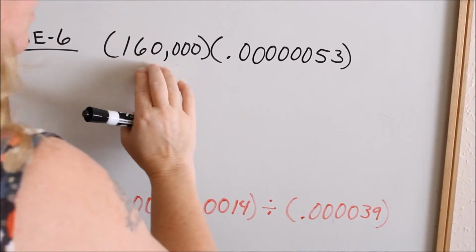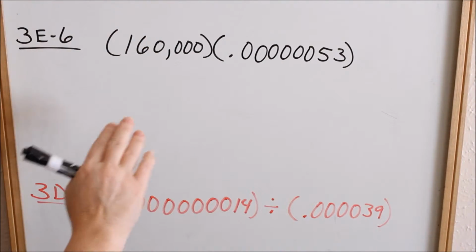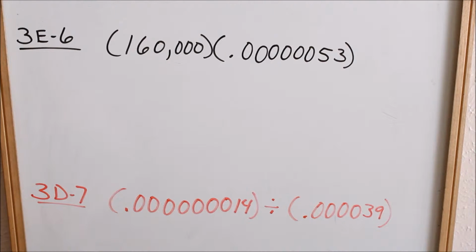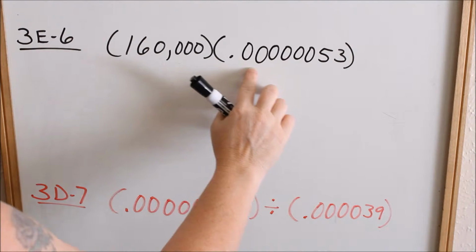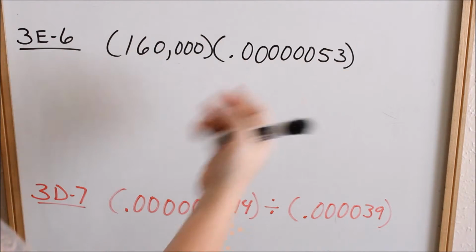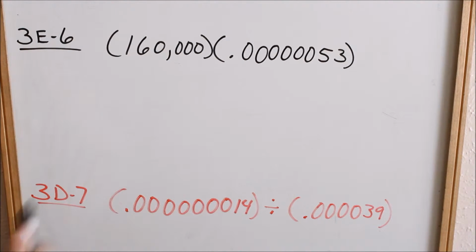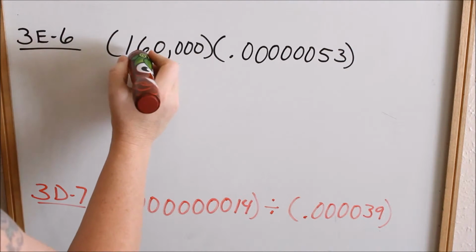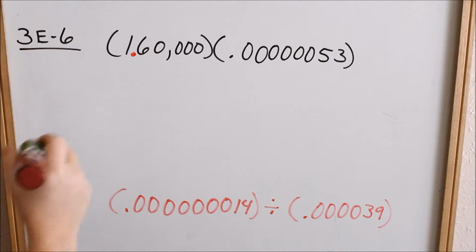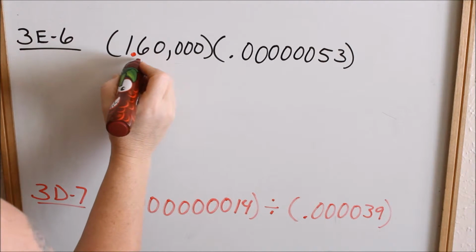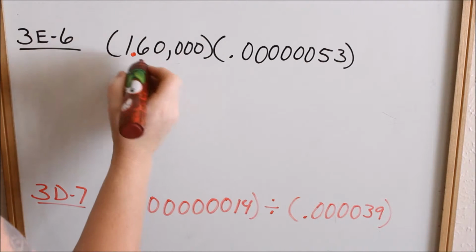They are wanting you to calculate these by scientific notation. Yes, you could go put in 160,000 times 0.0000, however many zeros, 53, and do your calculator. Yes. But we're going to do it by scientific notation. So turn this into scientific notation. Always put your decimal after your first whole number. And then you can count over for times 10 to the what?